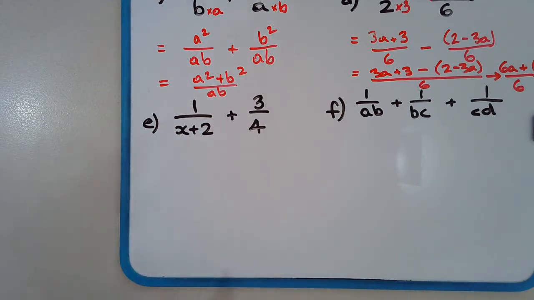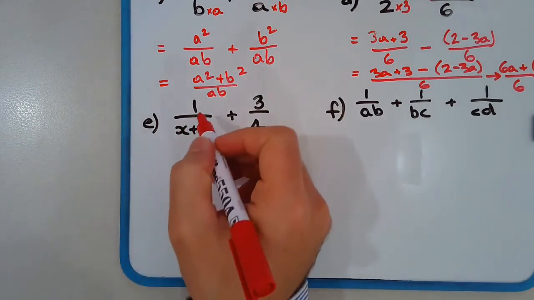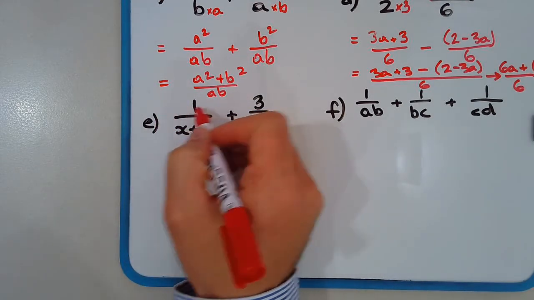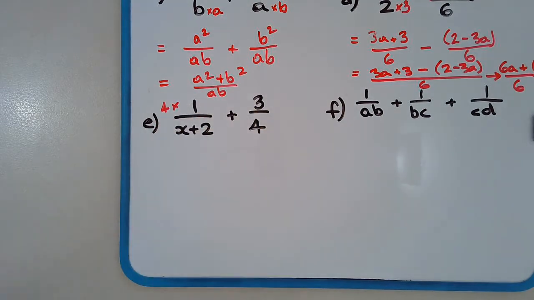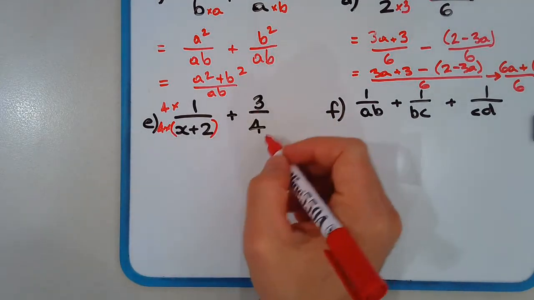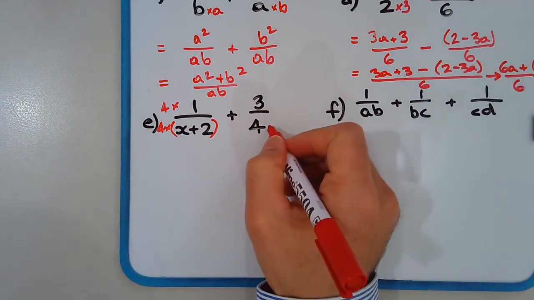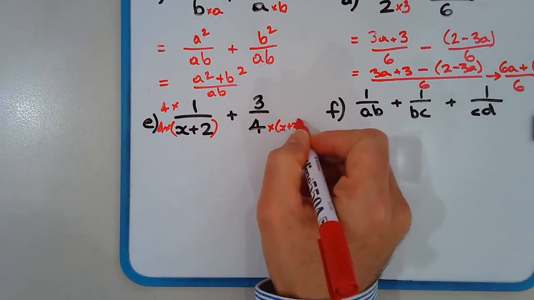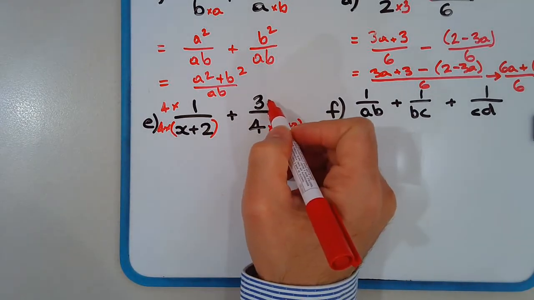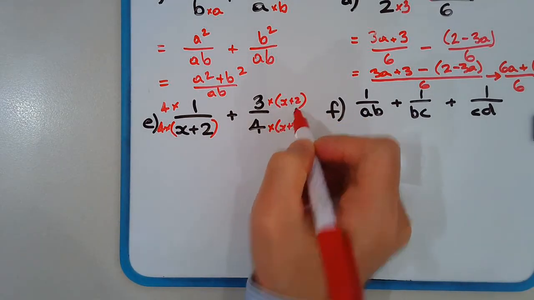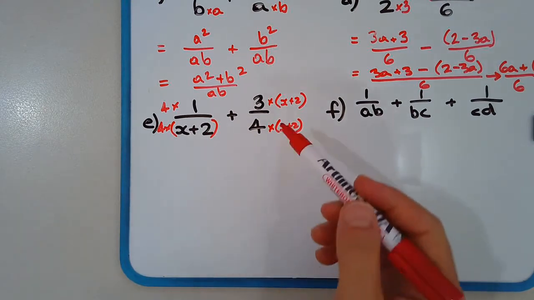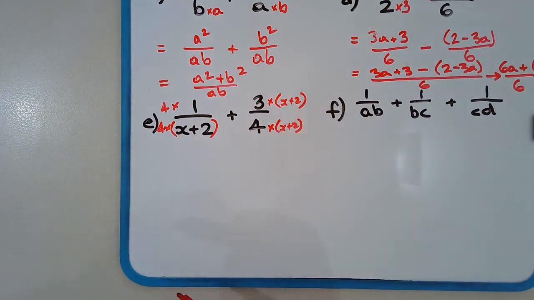So let's do that. The first fraction, let's multiply this one by 4. So 4 times the numerator and 4 times the denominator. I'm going to put this in brackets, of course. There's implied brackets there. And the second fraction, it'd be great if we had an x plus 2 in the denominator. So we're going to multiply that by x plus 2 and the numerator also by x plus 2. With equivalent fractions, as long as you multiply the numerator and denominator by the same thing, it doesn't really matter.